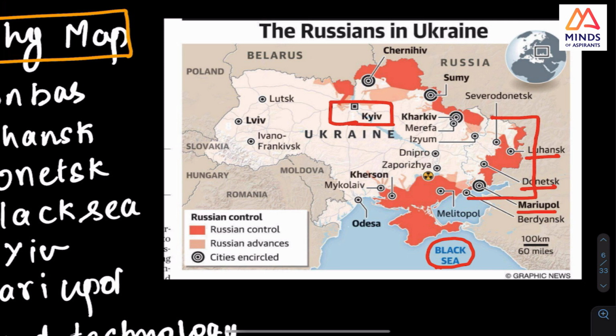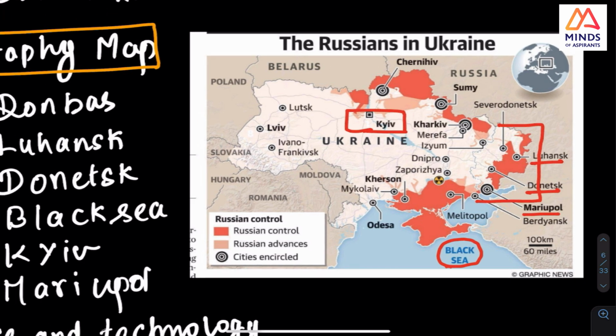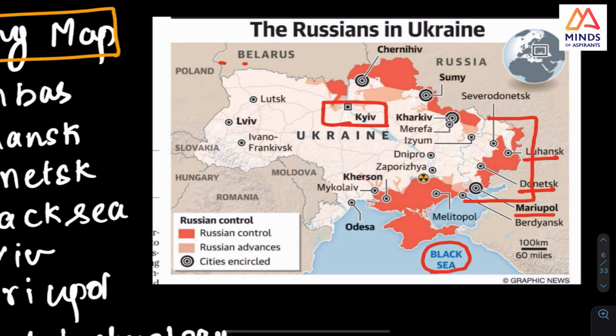So mark this: Luhansk, Donetsk and Mariupol, the Black Sea, Kyiv. All these areas are very important. Look at Belarus also. Belarus is important because this is the area through which they have attacked the northern side of Ukraine. In the northeast they have Luhansk, Donetsk and the Donbas area, Mariupol, everything there is a problem.